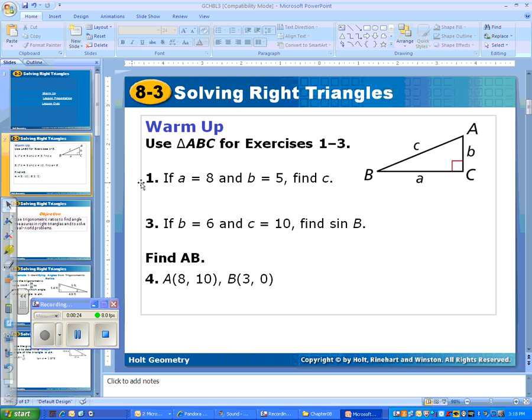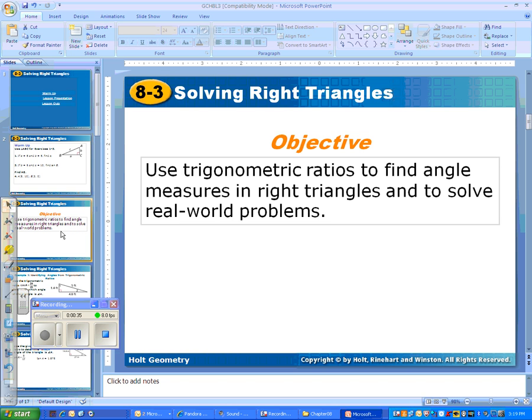So before we can do that, let's see if you can do answer number 1, 3, and 4. And if you're not sure how to do 1, 3, and 4, maybe go back and watch the 8.2 video.